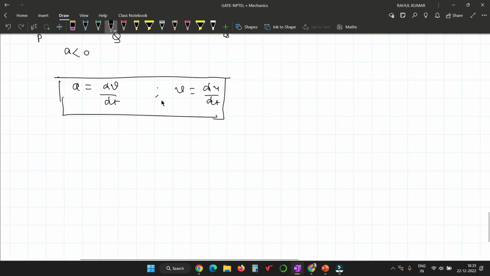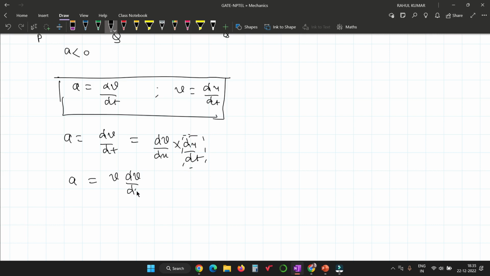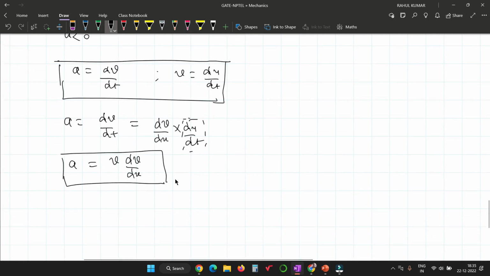Now we have reached this point. We saw that there are two relations, between A and V, and V and X, and there is one more relation which can be derived like this. Suppose A is dV by dt, and then you can also write dV by dx into dx by dt. Here dx by dt is V, so there is also a relation A equals V dV by dx. Okay, so we have three relations.